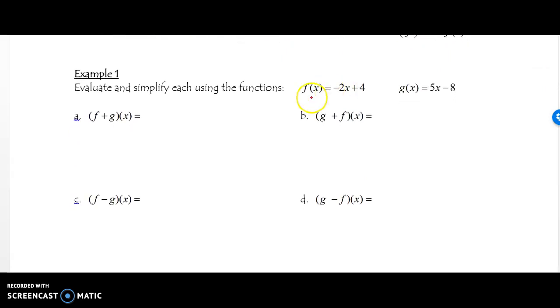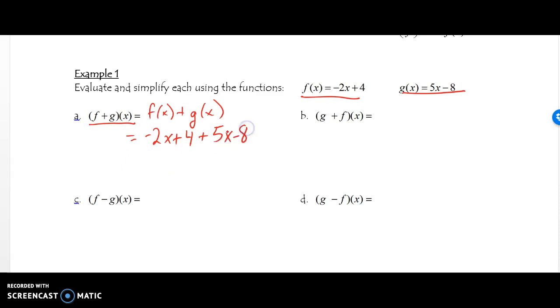So example 1, we're using function f of x defined as the following and g of x defined as the following. So we have to recognize this notation as just saying to take whatever f of x is and add it to whatever g of x is. So for this example, f of x is defined as negative 2x plus 4, and then g of x is defined as 5x minus 8. So now combine the like terms, we get 3x minus 4. So our answer is just a new function.